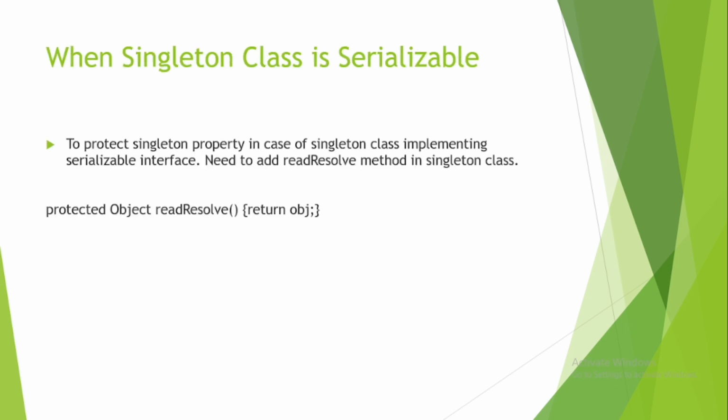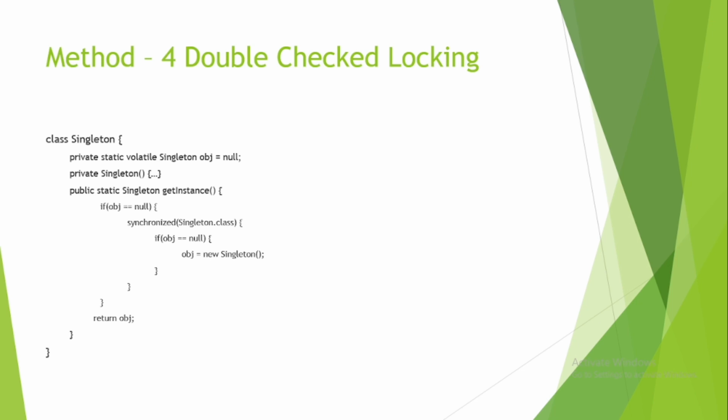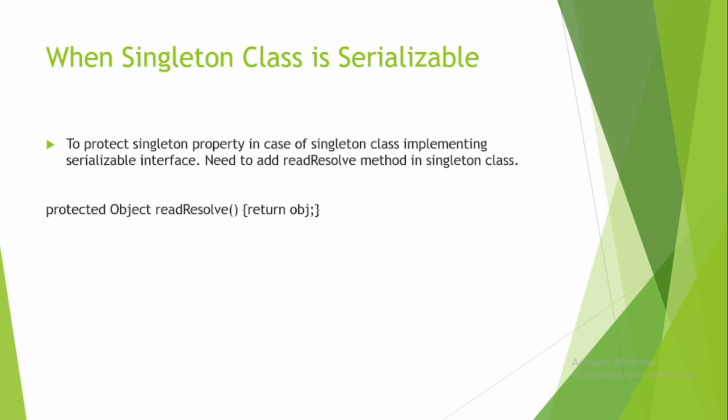Now these are the 4 ways that you can create a singleton class. The method 4 is the best approach to create any singleton class. Now there are 3 scenarios. If your singleton class is implementing the Serializable interface, at that time you will have some problem maintaining the singleton property.